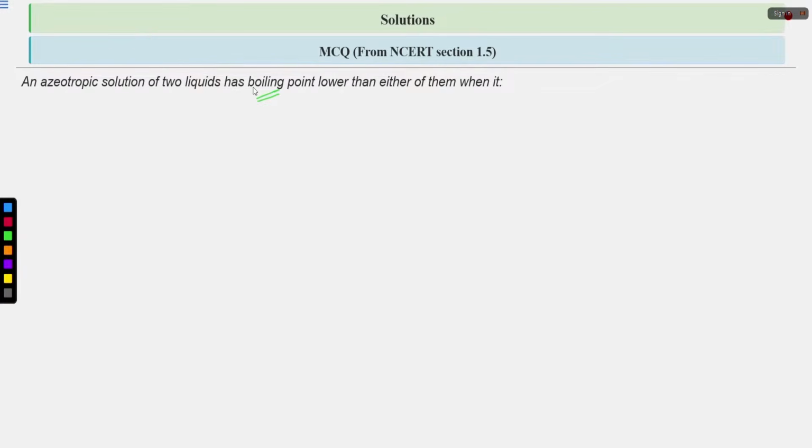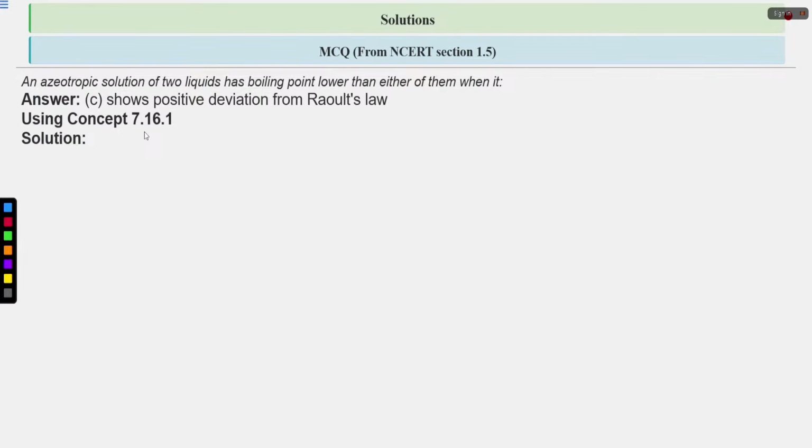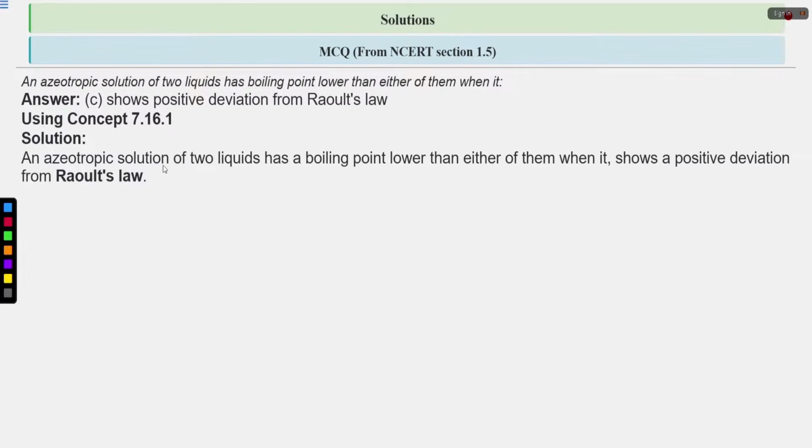So for this given question, the correct answer is option C, that it shows positive deviation from the Raoult's law. Now, using the concept 7.16.1, an azeotropic solution of two liquids has a boiling point lower than either of them when it will show a positive deviation from the Raoult's law. So this will be the correct condition which is satisfying the given statement.